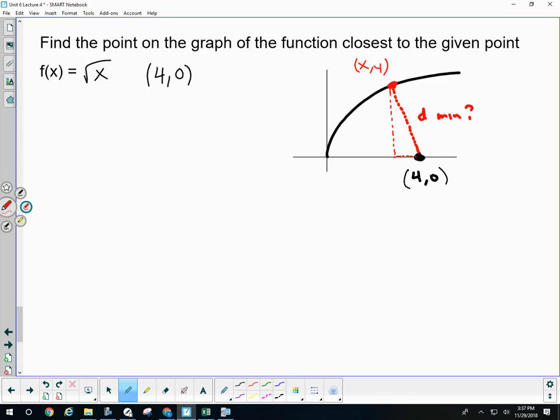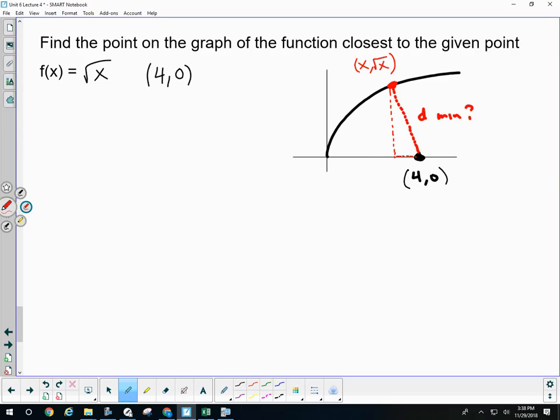Oh, because I want any point. I don't know which point. I don't know that it's 4, 2. Could be a different point. So I want an expression for just a random point. What's that? X, square root x. A random point on this function is x, root x. Okay? And now we are going to create a formula for the distance between any point on this function and this point here at 4, 0.